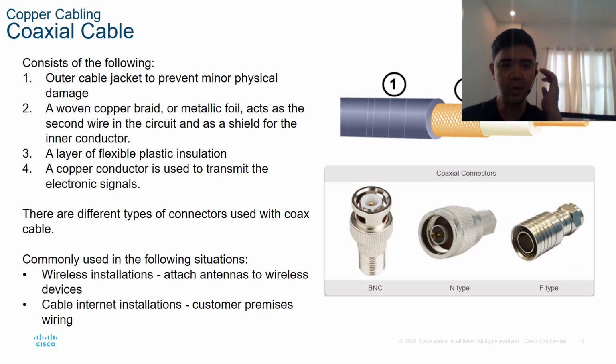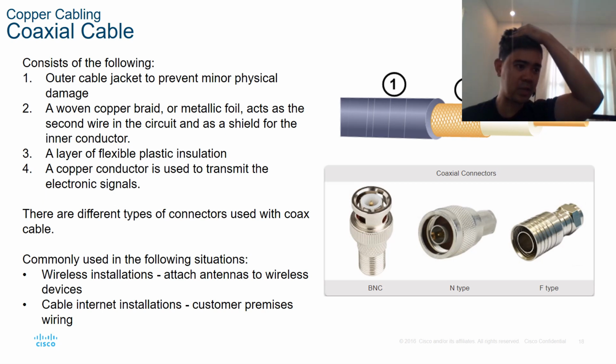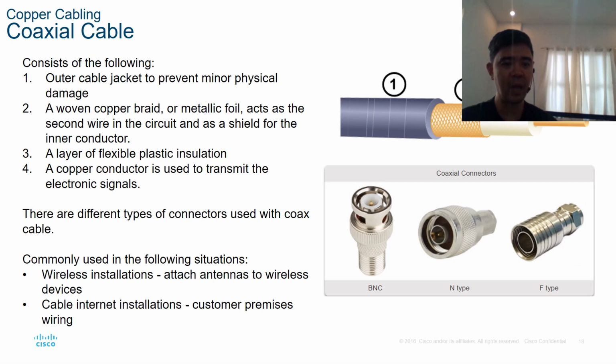We usually see coaxial cables in cable TV, right? If you have Sky Cable at home, or Signal, I have Signal here at home, the TV going to the satellite dish or the antenna uses a coaxial cable. We have two types of coaxial cable, thin coaxial and thick coaxial. The maximum distance for coaxial cable is 200 to 500 meters, much longer compared to twisted pair.